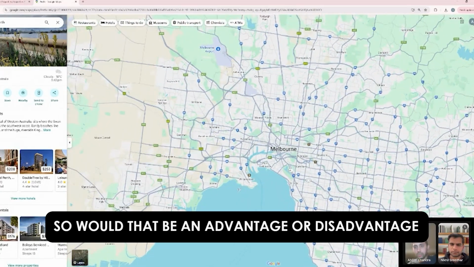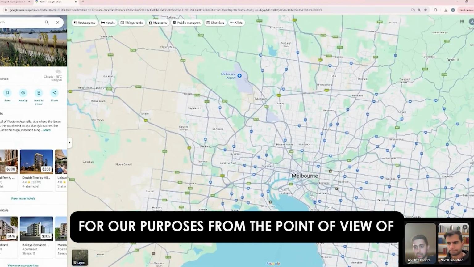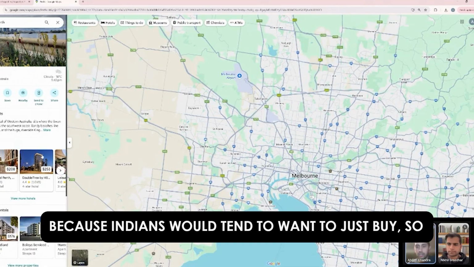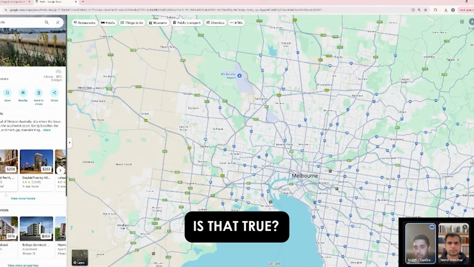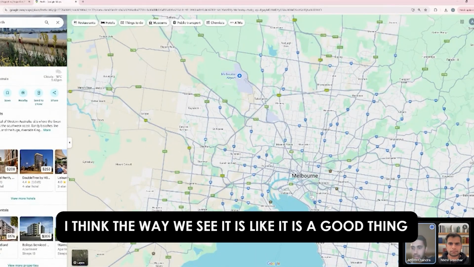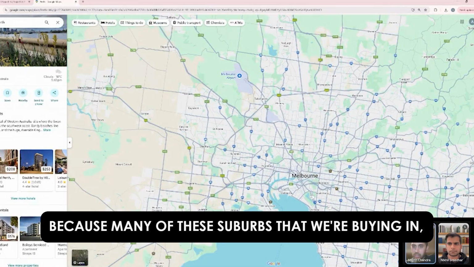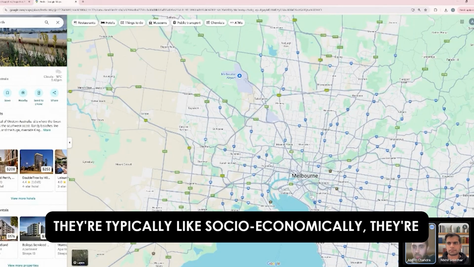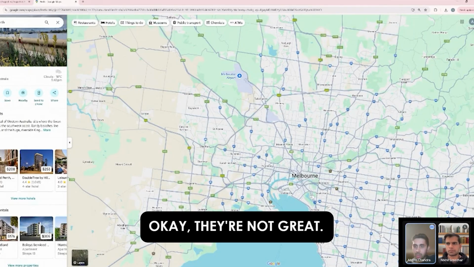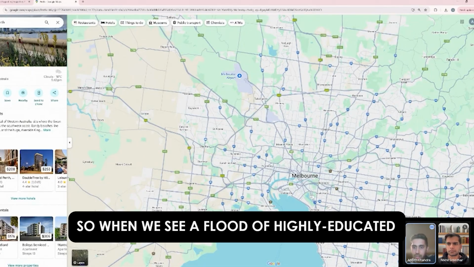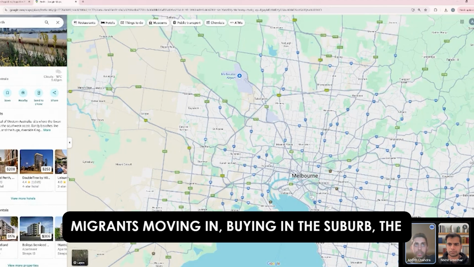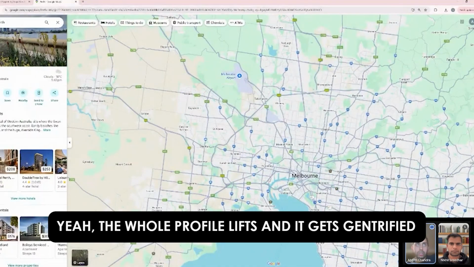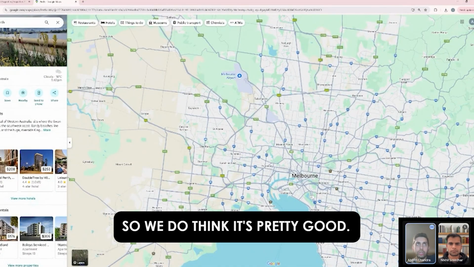Would that be an advantage or disadvantage for our purposes, from the point of view of Indians, because Indians would tend to want to just buy, so rental-wise might actually be more difficult? Is that true? I think the way we see it is that it is a good thing, because many of these suburbs that we're buying in, candidly, you or I might not want to live there. Socioeconomically, they're okay, they're not great. But when we see a flood of highly educated migrants moving in and buying in the suburb, the whole area tends to lift. The whole profile lifts and it gets gentrified quite quickly. So we do think it's pretty good.